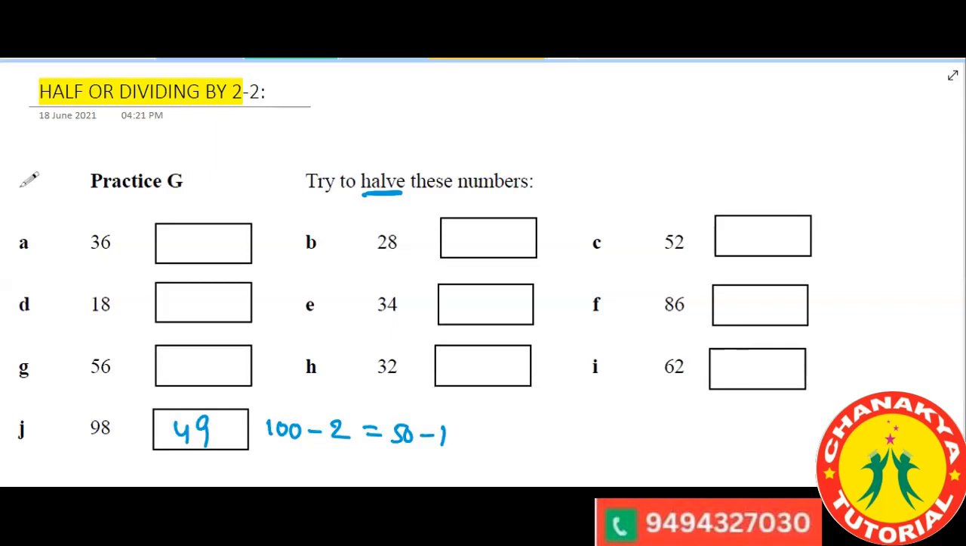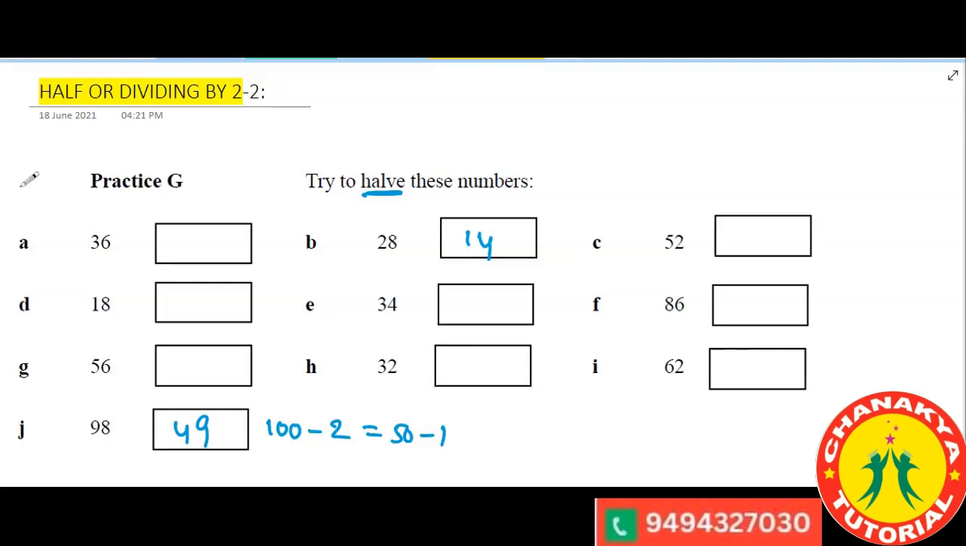Manasvi, select one. Yes, sir. Which one? Sub B. B, okay. 14, sir. How? 30 minus 2 or 20 plus 8? Anything is okay. 14, correct.